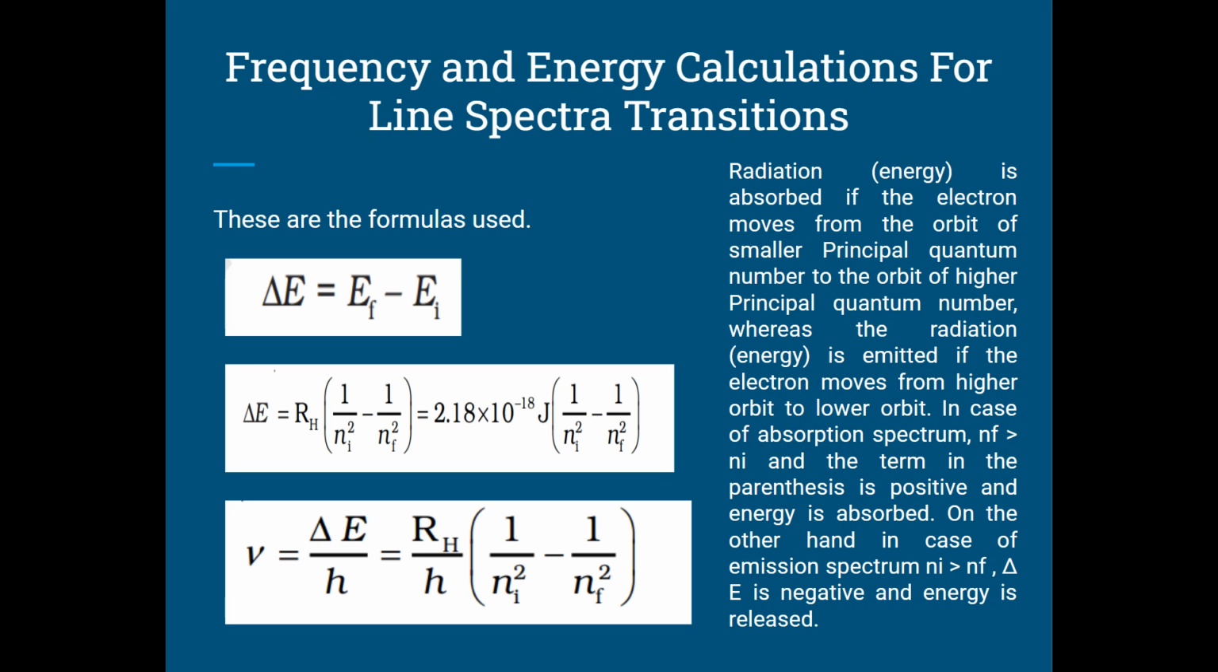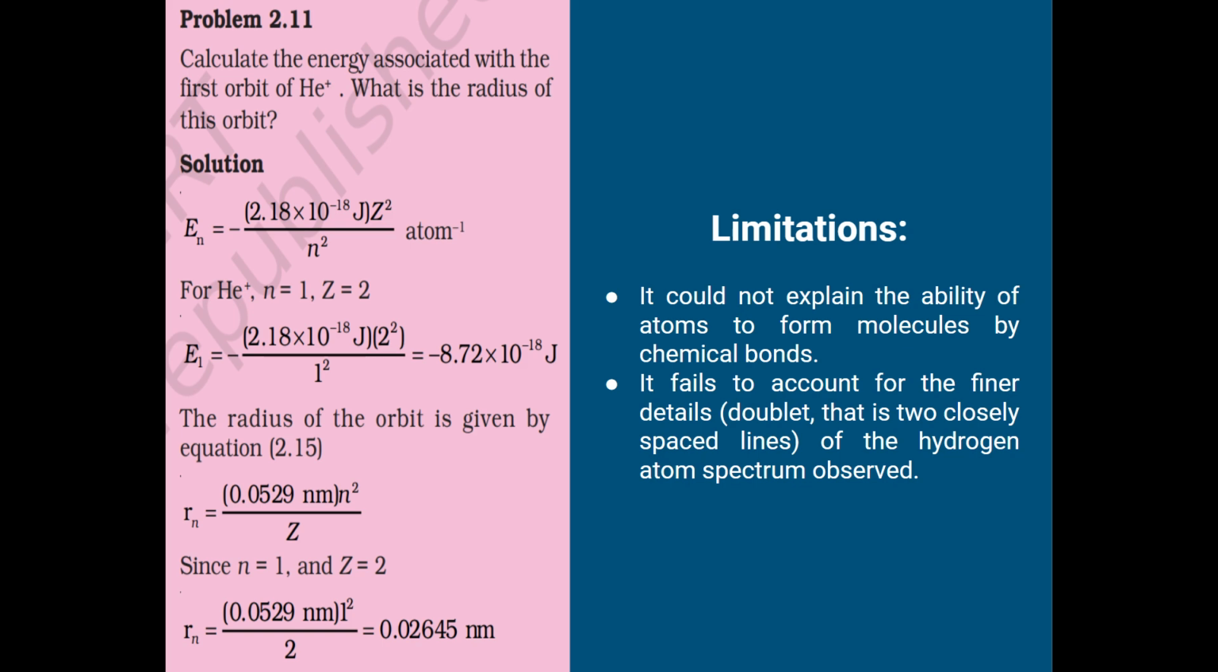Now let us move to the next slide. Here we have a numerical, a very easy one, but उससे पहले let us see the limitations. Limitation कुछ नहीं थी, ये हमें ये नहीं बता पाता था, like it couldn't explain the ability of atoms to form molecules, and it also failed to account for the fine lines. Spectra में actually fine lines भी आती हैं, there are doublets. Okay, so you will study these things in higher classes, so don't focus on those things, just learn that. And let us now look at the problem.